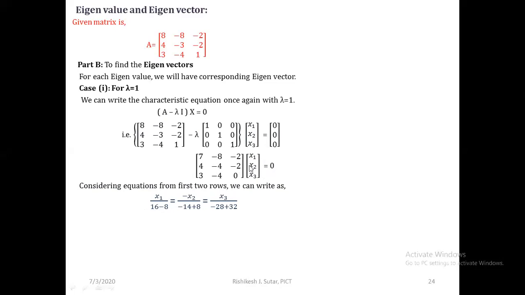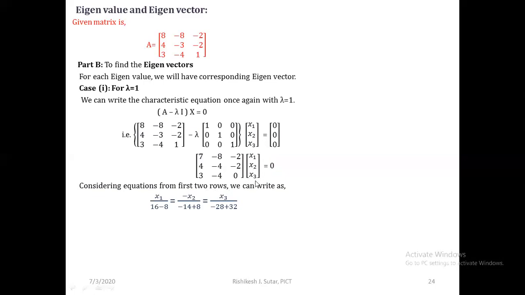If it is the second one, that is x2, I have to skip this second column. I have to consider this first column and third column, and I have to do the cross multiplication. So what I can write here is minus x2. So I have to skip this second column. 7 into minus 2, that is minus 14, minus 4 into minus 2, that is minus 8. So minus minus 8, that is plus 8.